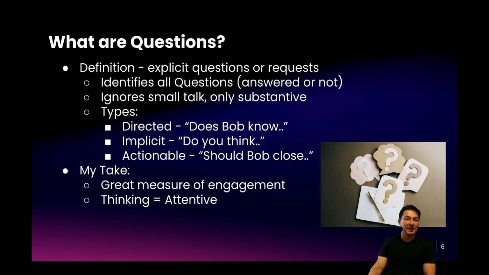Implicit questions tend to be questions we already know the answer to, but we're looking for confirmation on. Actionable questions are such that we know the action that needs to be performed. We're just looking for confirmation that everything's understood between all parties. My take on this, aside from the obvious, is that questions are a great measure of engagement. If individuals are asking questions, that means they're actively participating in the conversation, as well as having some vested interest in the answer they're about to receive.